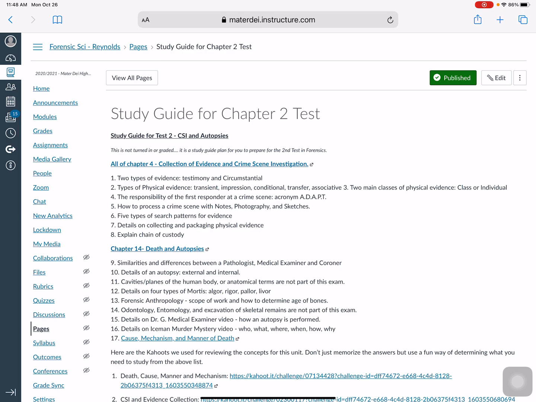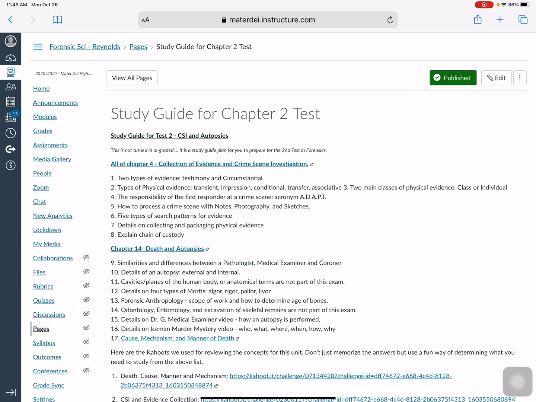So we are also looking at Chapter 14, Death and Autopsies, and that's what today is focused on. But you'll want to go over these items to make sure that you understand the material that will be on the test. It's 50 questions, multiple choice, true and false. So work on this throughout the week, and don't wait until Sunday night to work on this, because that's never an effective strategy at getting ready for a test.